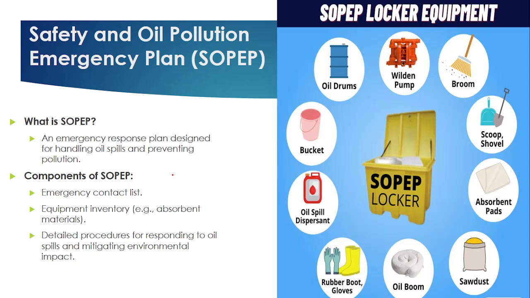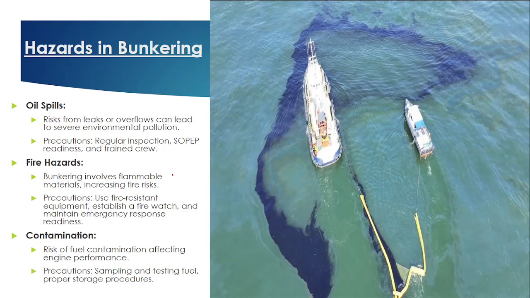Now let's talk about the hazards in the bunkering. The hazards in bunkering are basically three. First is oil spill, second is fire hazard, and third is contamination. Oil spill is caused if there is a leak.